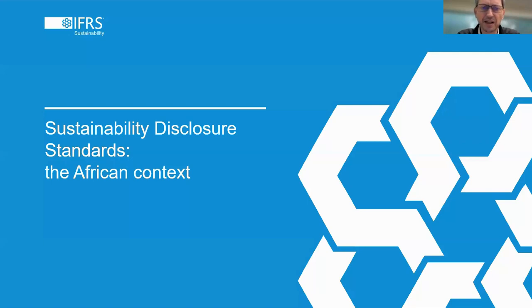So the ISSB is in the business of global standards, but of course the context in which those standards apply differs. And understanding it in the African context, I think, is important in the why do this. What is this for? What's it trying to achieve? And how should we be thinking about it? I think this is really important because sustainability reporting means different things to different people. And investor-oriented sustainability reporting means different things to different people as well. So getting us onto some sort of a common page to start with, I think, is important.